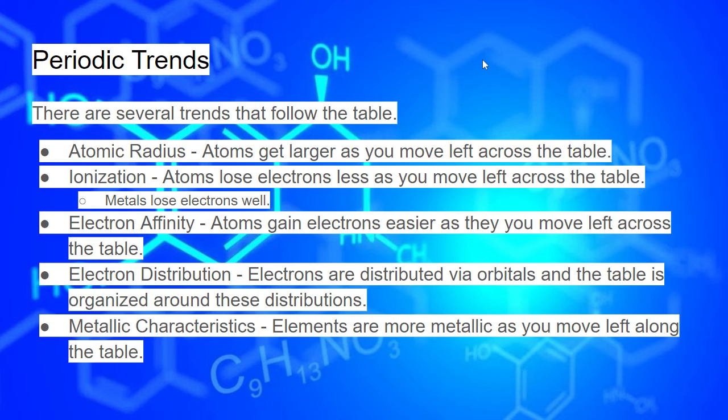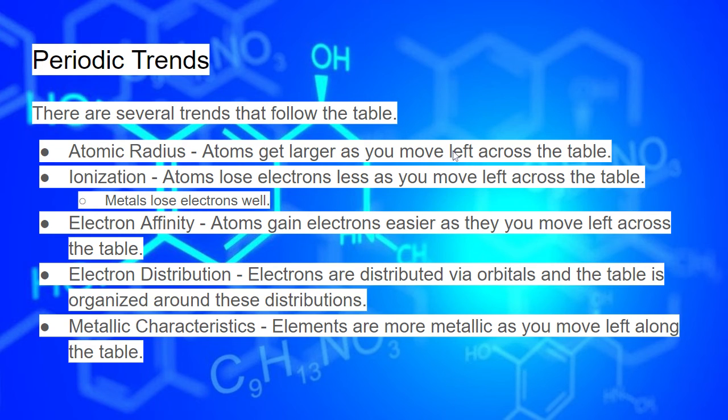Speaking of that important stuff, some of those things could be called periodic trends. These are the things that we see as we look at the periodic table. Here are just a few of them. The first one being that the atomic radius, which means how big an atom is, gets larger as you move left across the table. So as you move left, the radius, the size of an atom increases. Ionization, which is atoms losing electrons, they do that less as you move left across the table. And that's because metals lose electrons well, and metals are on the left.